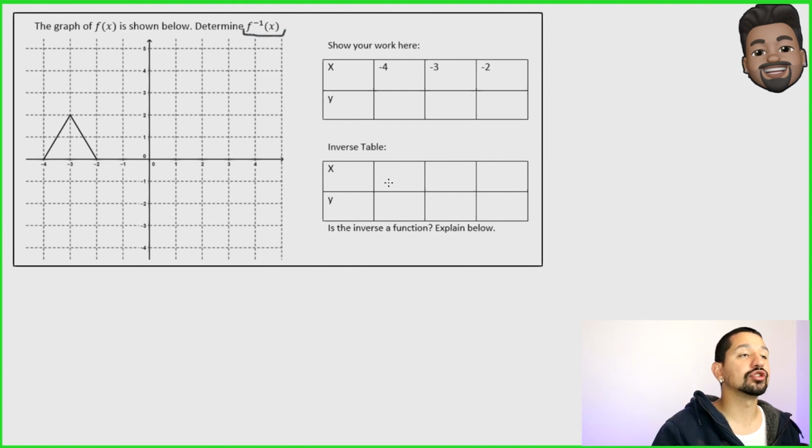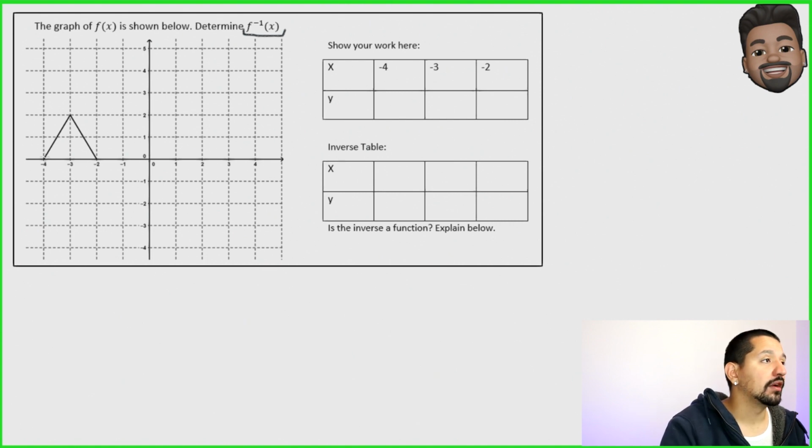What do we know is true about inverse operations? Well, the inverse means we switch the x and the y. So here's how we need to start this problem. We are going to plot these points. Now on your practice problems, we're probably going to give these points to you because it's hard to sketch, but for now we'll go ahead and plot these points ourselves.